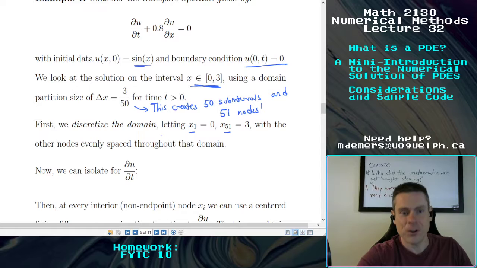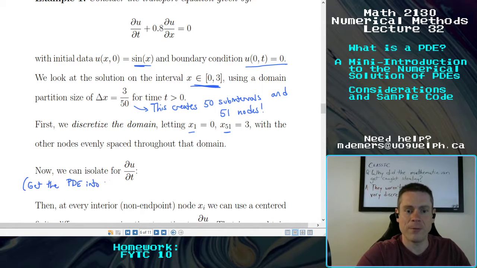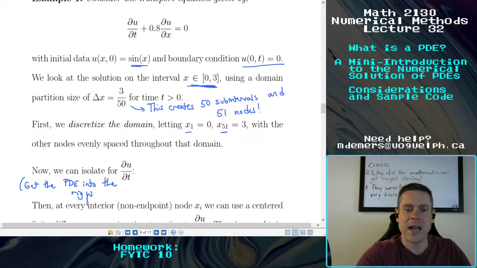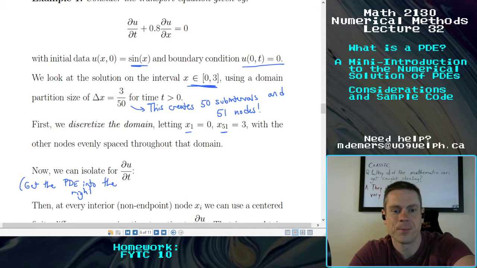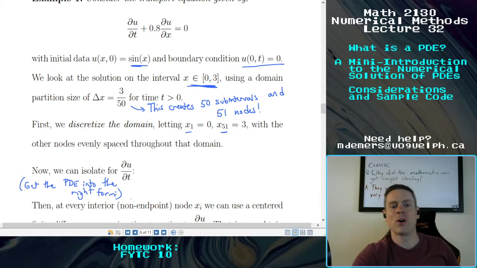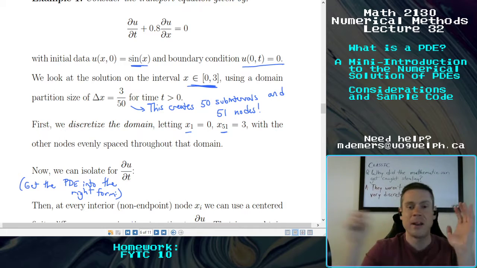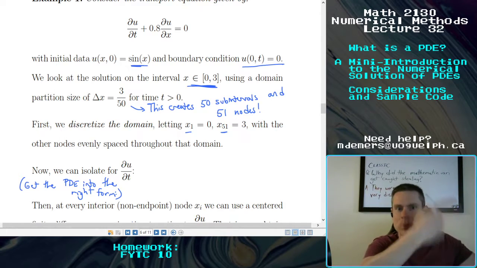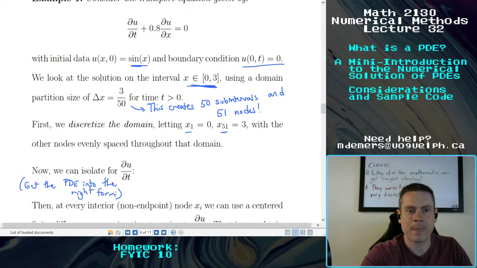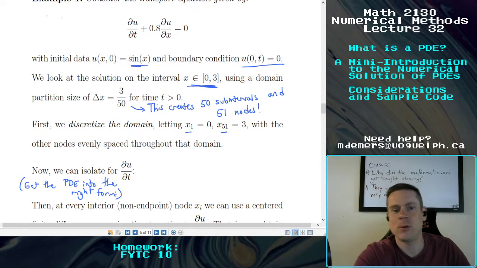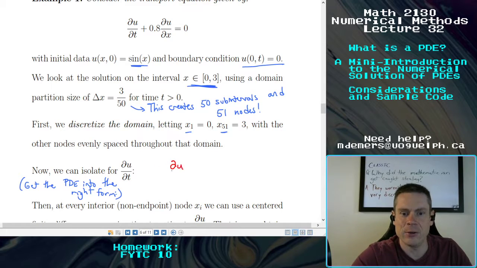So let's work with this. First, we isolate for du/dt. This is to get the PDE into the right form, because I need to get it into the same sort of form that we can have du/dt, so how it's going to evolve with time, dependent on stuff. I need that form so I know how to evolve it. And so that's the importance of that. Luckily, this equation is pretty simple. So this is du/dt equals negative 0.8 du/dx.